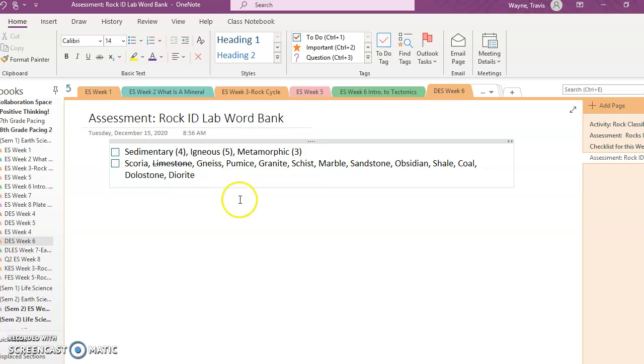So when you're all done, you're going to have a total of 5 sedimentary rocks. You're going to have a total of 5 igneous rocks. And you're going to have a total of 3 metamorphics. So you're going to have a grand total of that many.